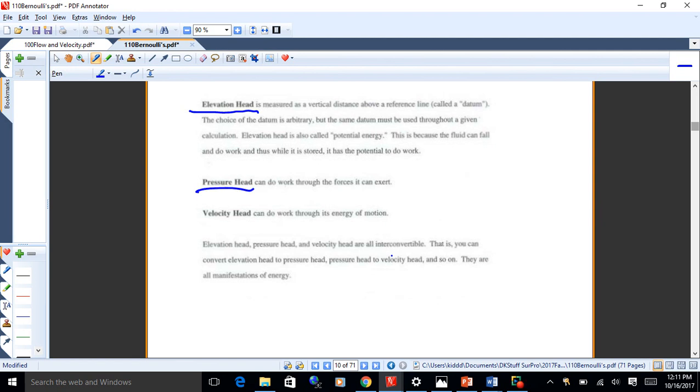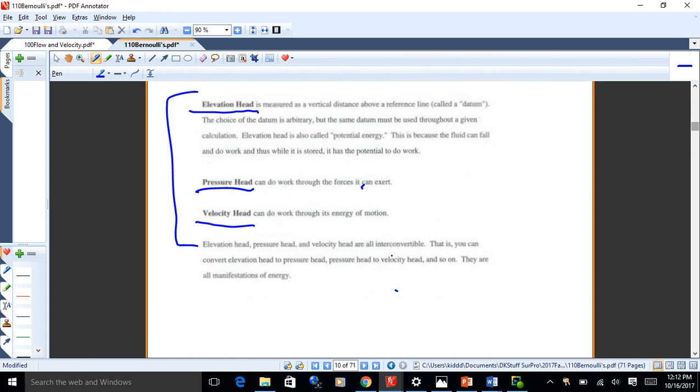You can then convert elevation head to pressure head. Pressure head pushes with a force, and that's how it can create work. It can exert a force over a distance because pressure head creates force, as we were just going over a couple chapters ago. And then you can use pressure to create velocity, which has energy in its motion, a kinetic energy, as they call it. Okay, so these are the three common forms of energy that we use when we analyze water.